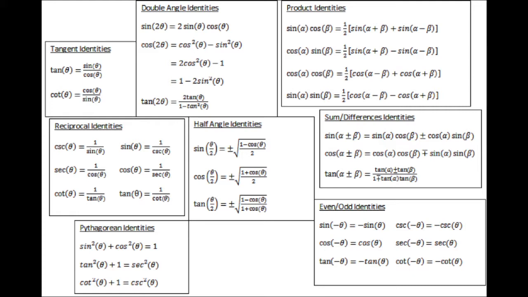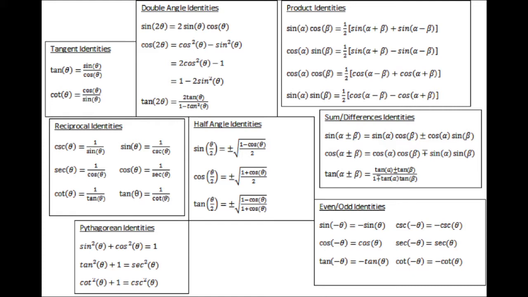And as you can see, that can be further simplified by canceling out the sine x's on the top and bottom of our fraction, and we're just left with 1 over cos x, which as you know, 1 over cos x is equal to secant x, which is the reciprocal identity. So we just proved the identity using substitution.